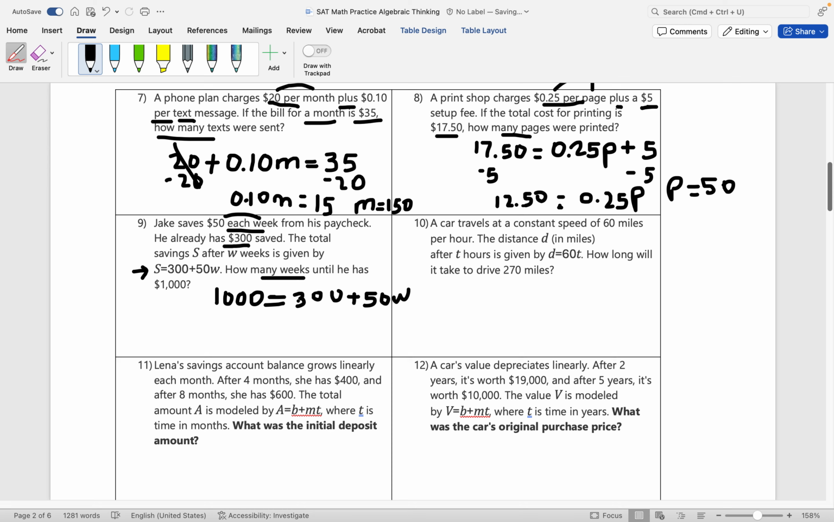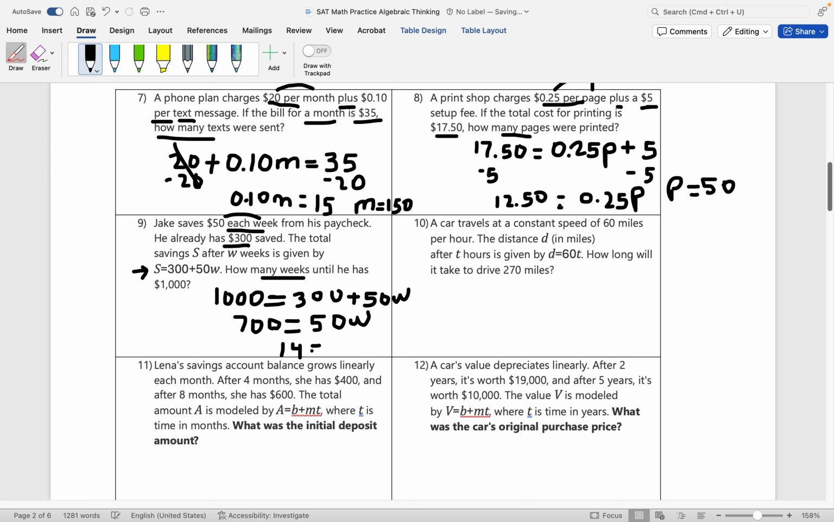Once again, two-step equation, subtract the 300, because that's the first thing we do. So that's 700 equals 50W. And just like the other question, to get rid of the 50, 50 is multiplying. So the opposite of multiplying is to divide. So we're going to divide 700 by 50, and I get an answer of 14 weeks.